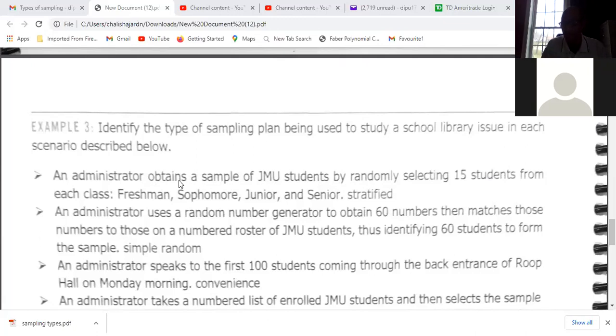It looks like a simple sampling method, but he has some strategy. He is going to select from each class, freshman, sophomore, junior, and senior. Now it's a strategy. That's why it is stratified.